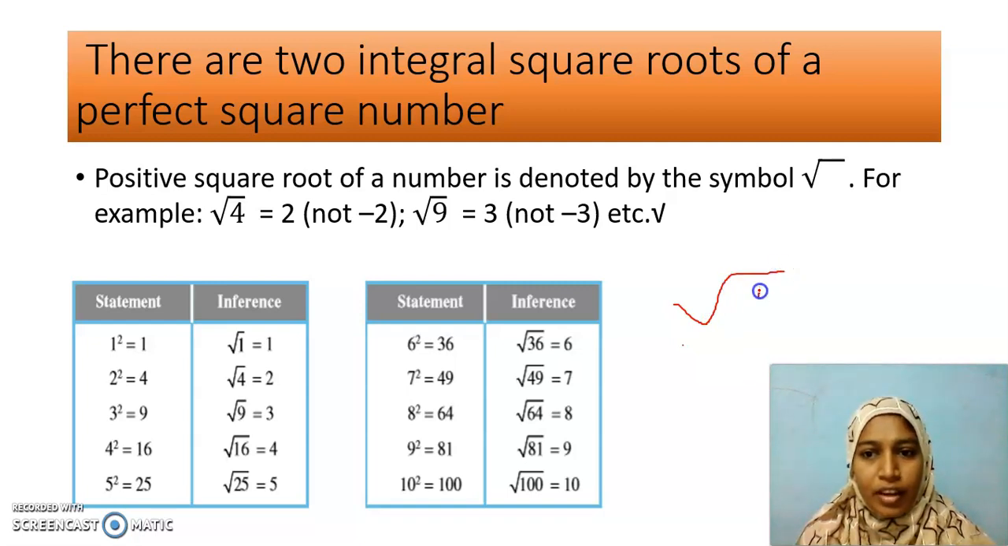Square root of 9 squared. What is 9 squared? 81. This 81 is written as square root of 9 squared. So this answer is equal to only 9.